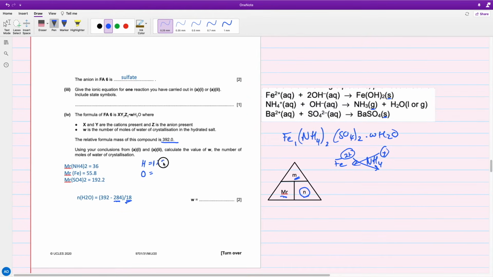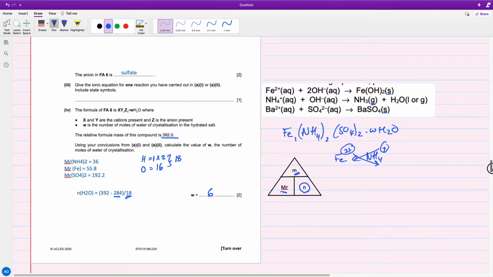So it's 1 times 2, and then this is 16. You add them all up, gives you 18. So if you solve for it, W should be 6. And yeah, let's move on.